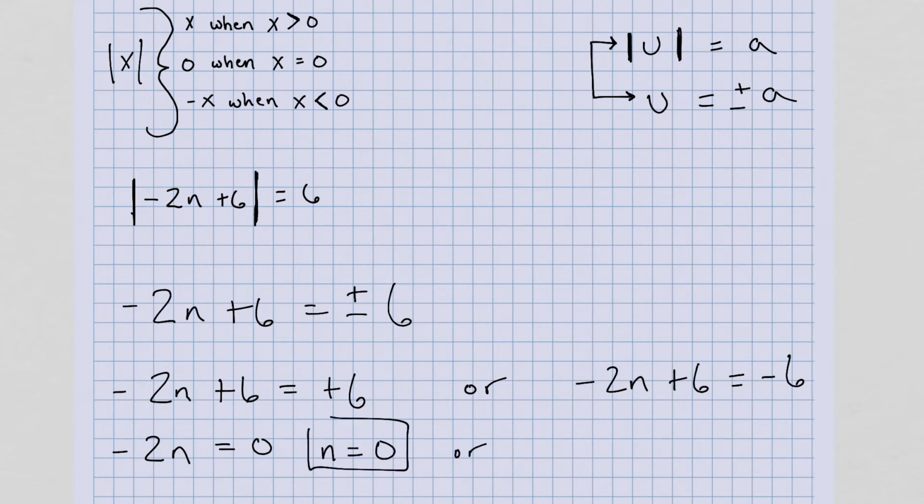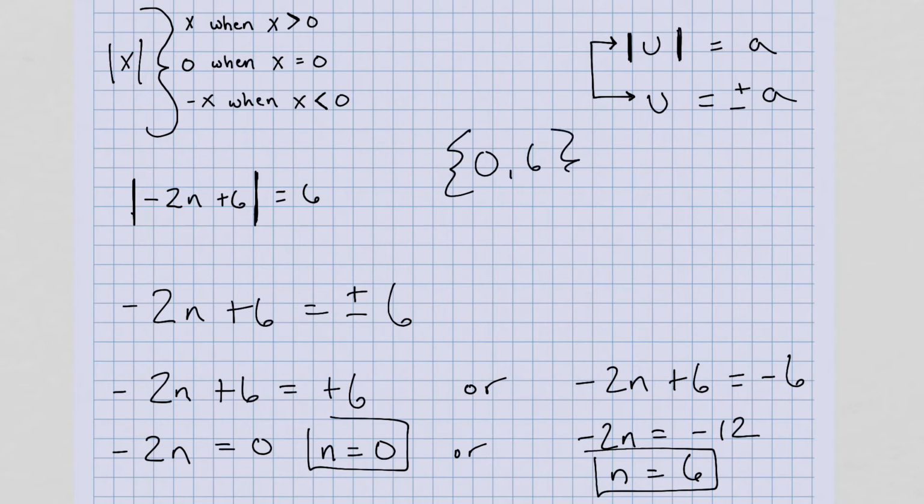Or, for the second one, subtracting 6 from both sides, we get -2n equals -12. So n equals -12 divided by -2, which gives us +6. So n can equal 0 or n can equal 6. Those are the answers that we got here. Here's our solution set, 0 and 6.